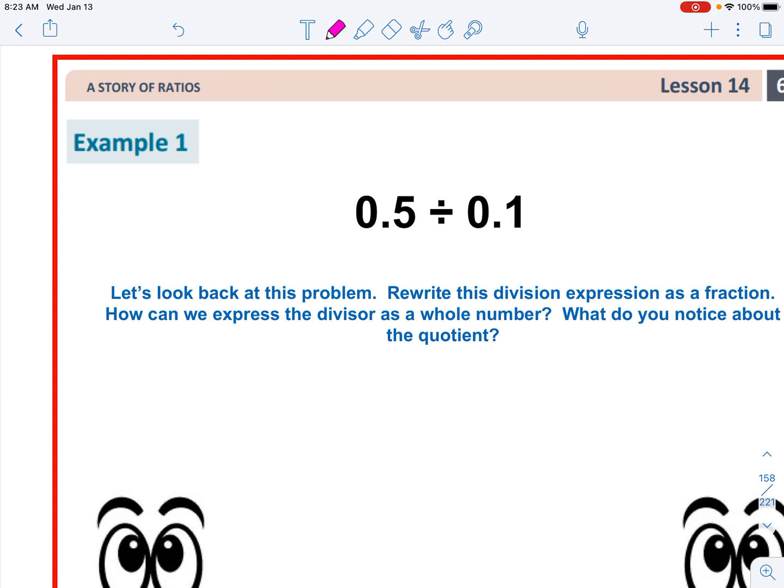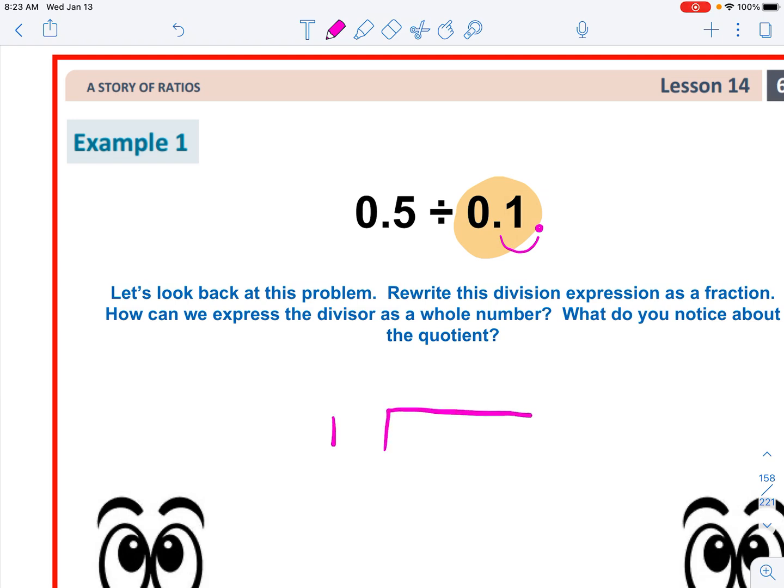Okay, now in order to divide numbers with decimals, you have to make the divisor a whole number. Okay, so I have 1/10. Okay, and I need to make that a whole number. And to make it a whole number, it needs to turn into 1. Okay, to do that, I need to move this decimal one space to the right, and that's going to make that 1.